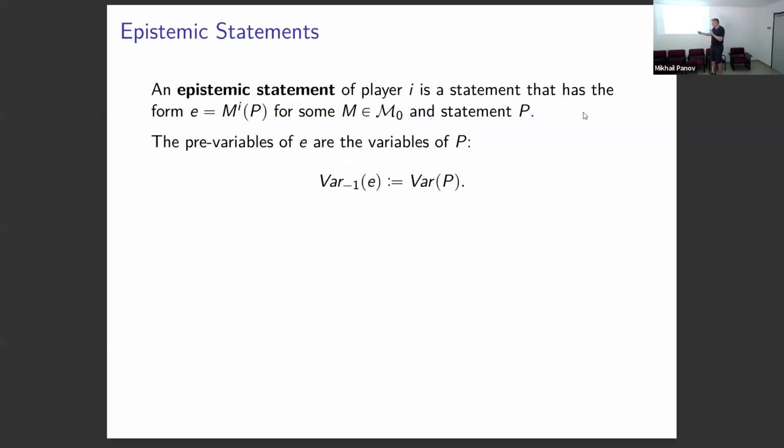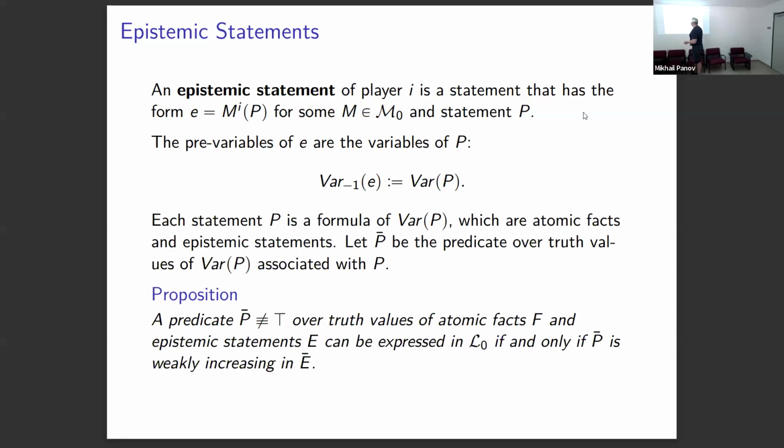Okay, so now, an epistemic statement is a statement which has this form, right? And the important thing is going to be the pre-variables, basically the variables of what's inside. The pre-variables are what I'm going to construct the state space from. Now, because I apply conjunctions monotonically, every proposition which I can write of its variables is going to be a proposition about atomic facts and epistemic statements. Because I don't apply negation to epistemic statements, one can show simply that I can write down a predicate, a full function of variables, if and only if it is increasing in its epistemic variables. This is going to be important for theorem 1 and 2.